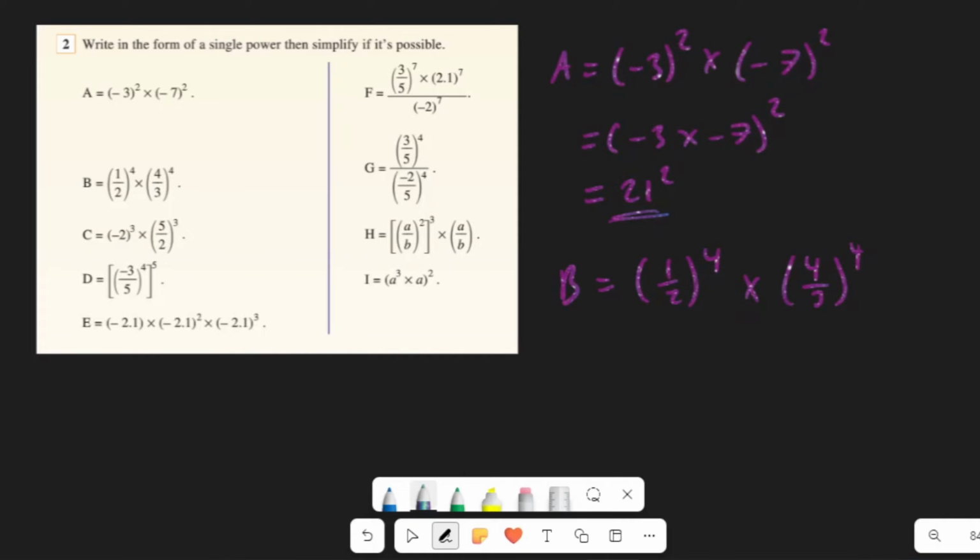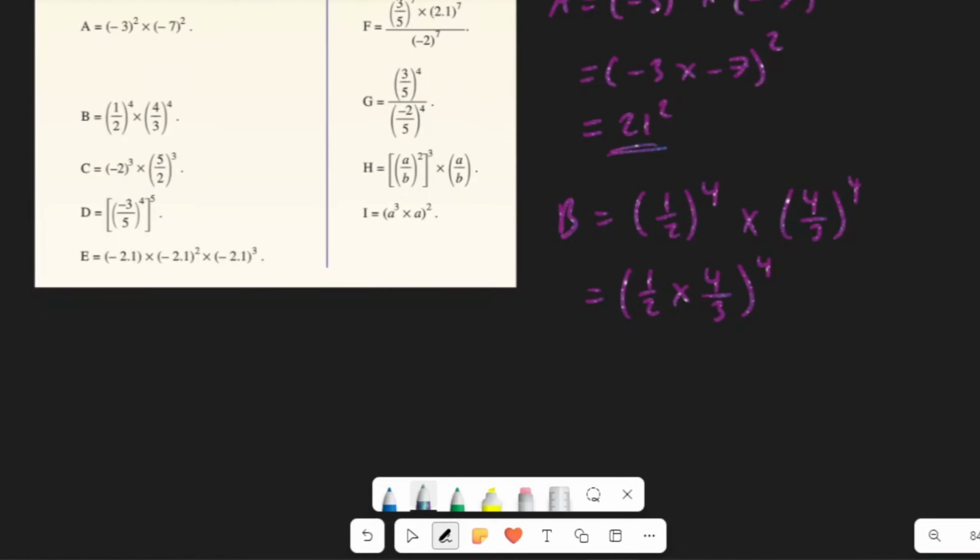So we have a half, which is a positive number, and 4 over 3, which is also a positive number. Now we look at the exponent. Both of them are 4, which is an even number. Therefore, we know that the result is going to be positive. So we take the 4 outside and we have 1 over 2 multiplied by 4 over 3, to the power of 4.